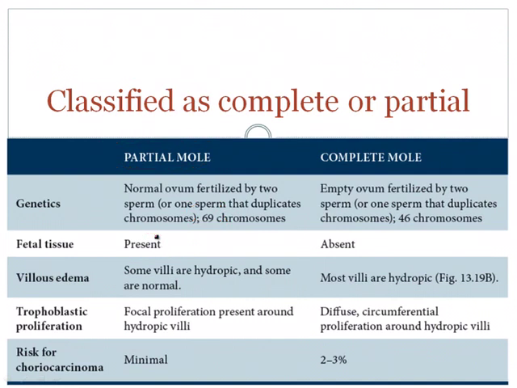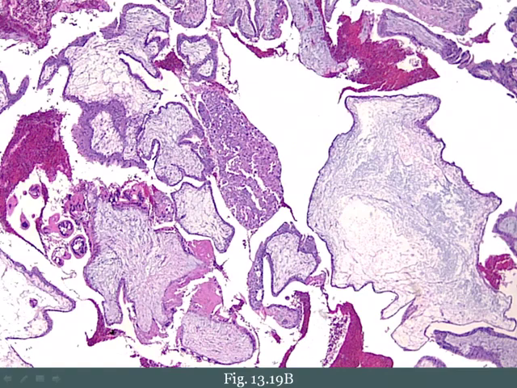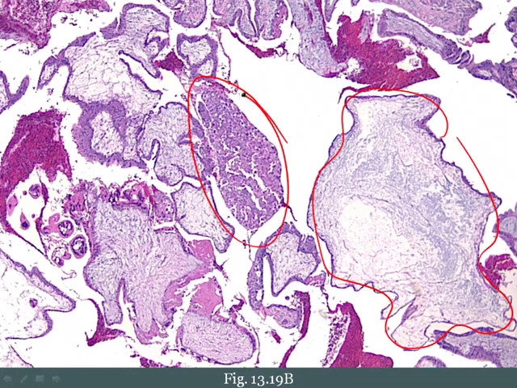It's a partial mole, so the villi will partially be edematous, and there will be partial trophoblastic proliferation around the circumference of those villi. And there is a partial risk for choriocarcinoma, i.e. a relatively lower risk for choriocarcinoma. This is what the villi look like in a molar pregnancy. You get these massively dilated villi, and you get this trophoblastic proliferation where there are too many trophoblasts.